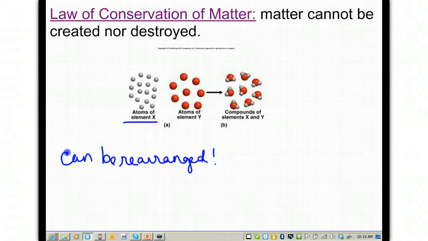So if I have atoms of element X, the gray spheres, and they add to atoms of element Y, the red spheres, you'll notice that we get a new compound of XY. And so the matter is in a different form, but we still should have the same amount of red and gray spheres before and afterwards. And so we're going to use balancing equations to represent this.